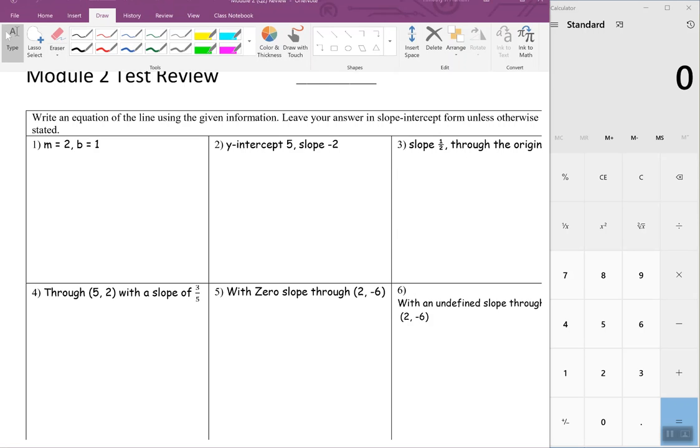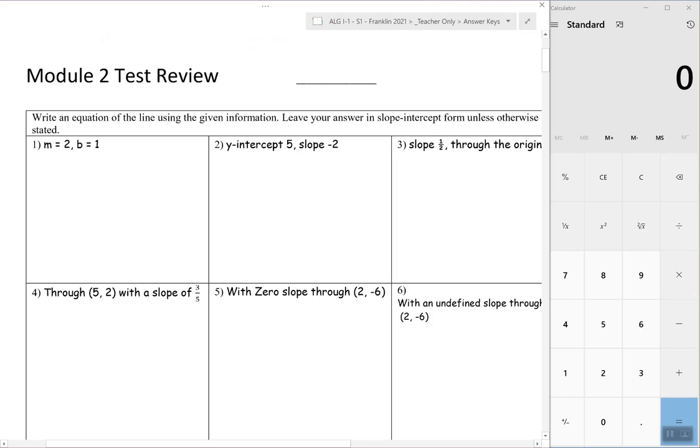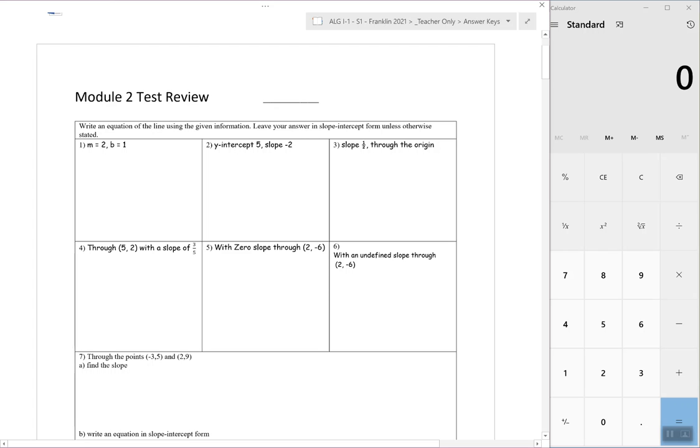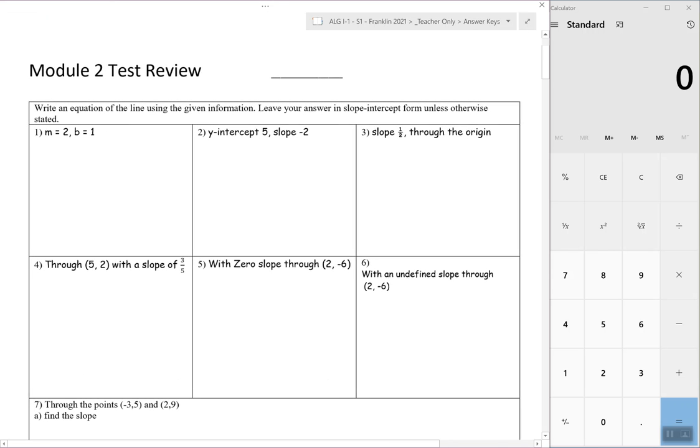Okay, let's go through this module 2 test review for the quarter 2 exam. Just going to go through these problems one at a time. So the first section here, we are writing an equation of the line using the given information. Now your answer should end up in slope-intercept form unless the problem states otherwise.